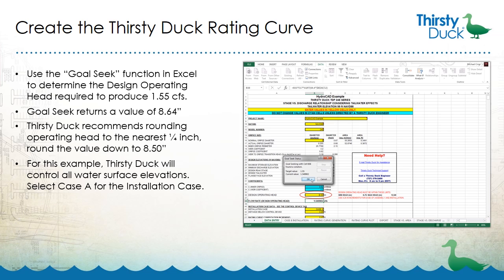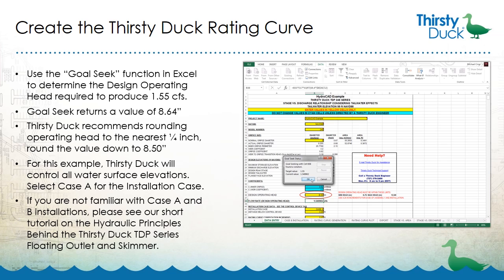For this example, Thirsty Duck will control all water surface elevations. Select Case A for the installation case. If you are not familiar with Case A and B installations, please see our short tutorial on the hydraulic principles behind the Thirsty Duck TDP series floating outlet and skimmer. Last, enter the rating curve computation increment. For this example, we will use the default of 0.05 feet.